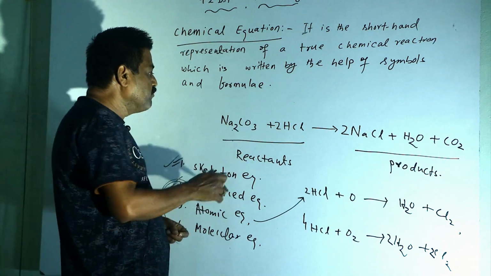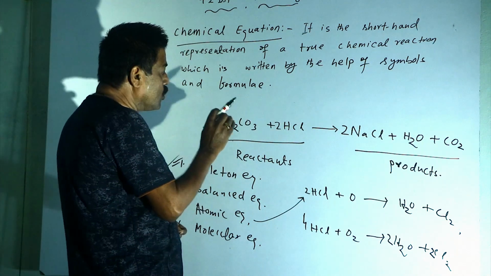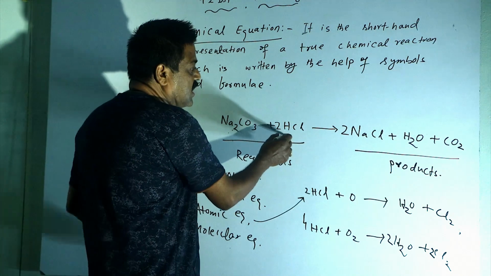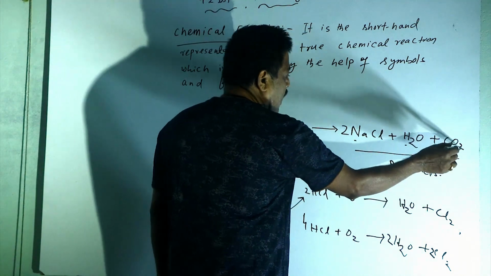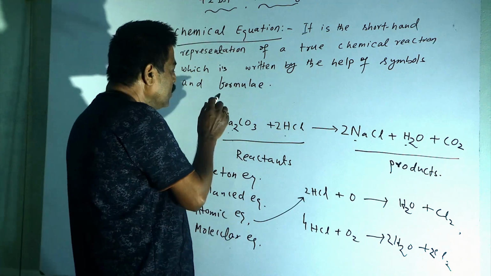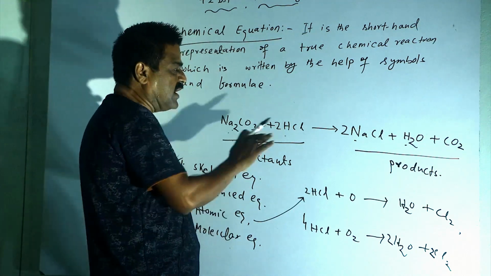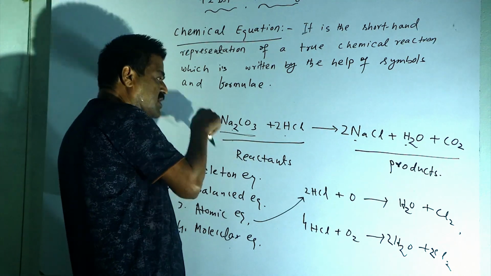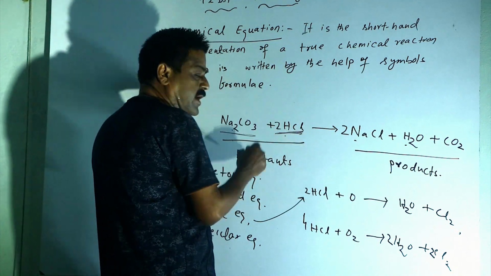and you can also very well write that sodium carbonate, when reacting with HCl, will give NaCl, carbon dioxide and water. Here, in a balanced equation, the number of molecules of sodium carbonate needs 2 molecules of HCl.